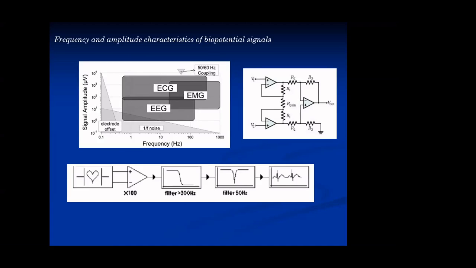Now the question is, we have these filters. We can easily implement the analog filters also using operational amplifiers. Then why do we have to go for digital signal processing, digital filters?